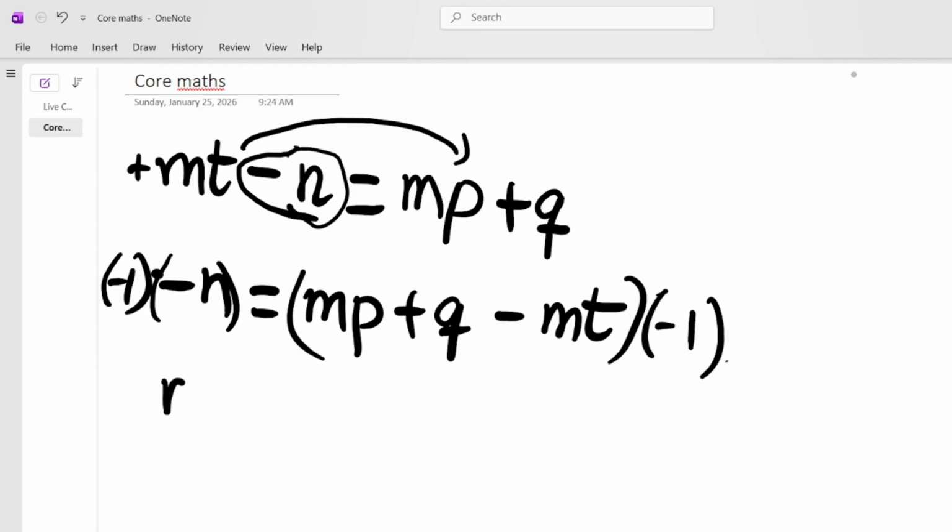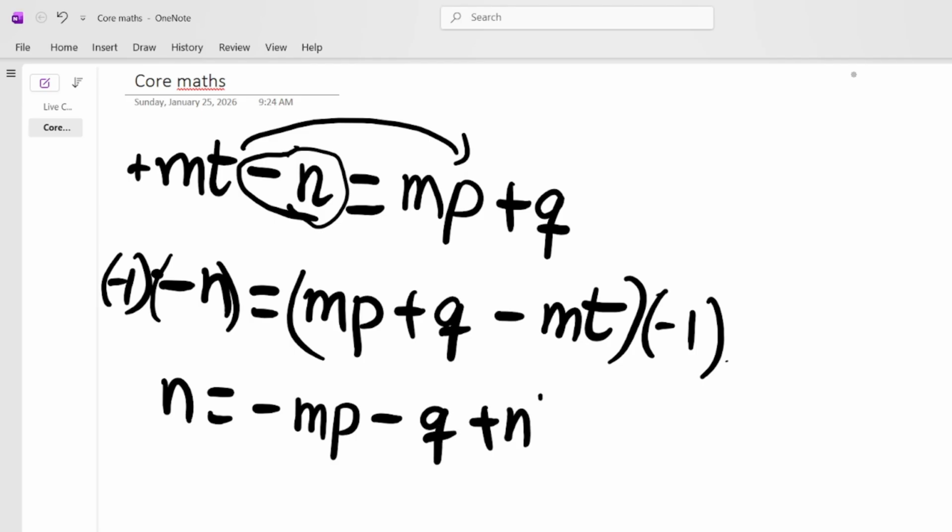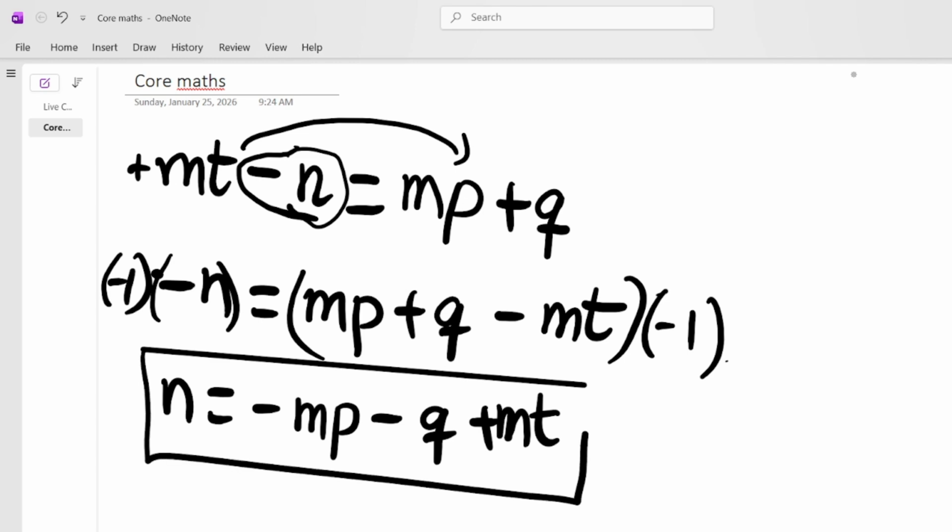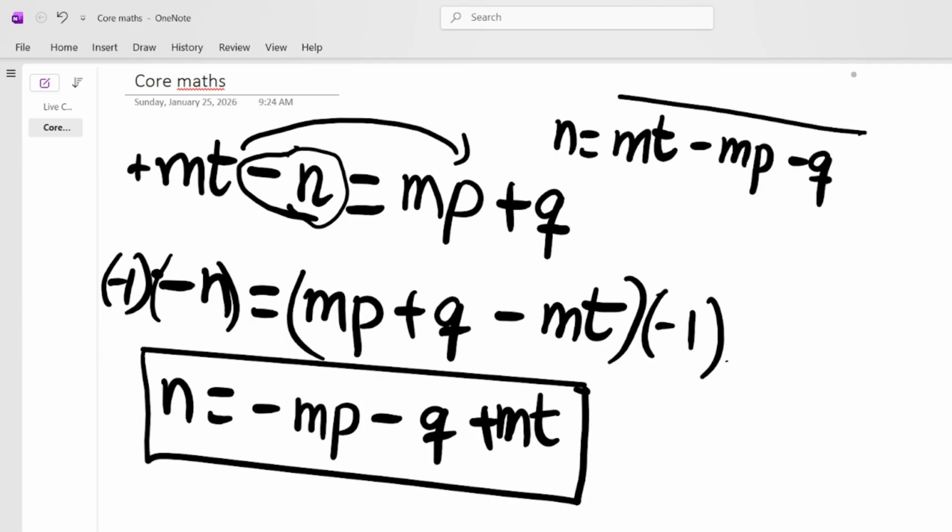So you have this one become positive. n is equal to, so you change the sign for everything. So negative mp minus q plus mt, then you are fine. You can decide to rearrange to make sure that you have n equals positive leading mt minus mp minus q. Though the main focus is to make sure that whatever you are making the subject is always on the left side, right?